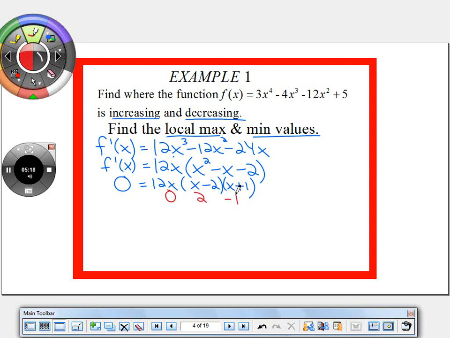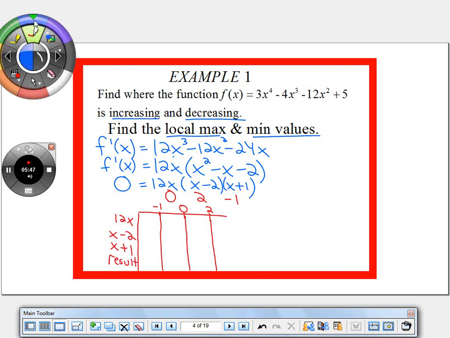So we can make a nice sign chart with those numbers. We have negative 1, we have 0, and then we have 2. So that'll set up the intervals. And then we'll put our factors off to the left: 12x here, x minus 2 here, x plus 1 here, and then the result.